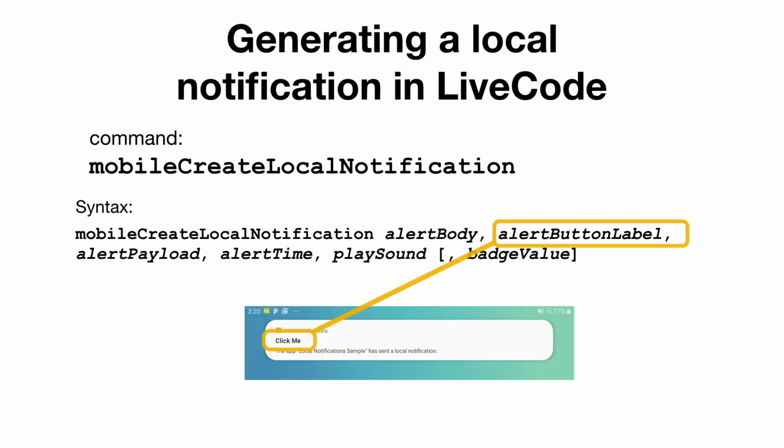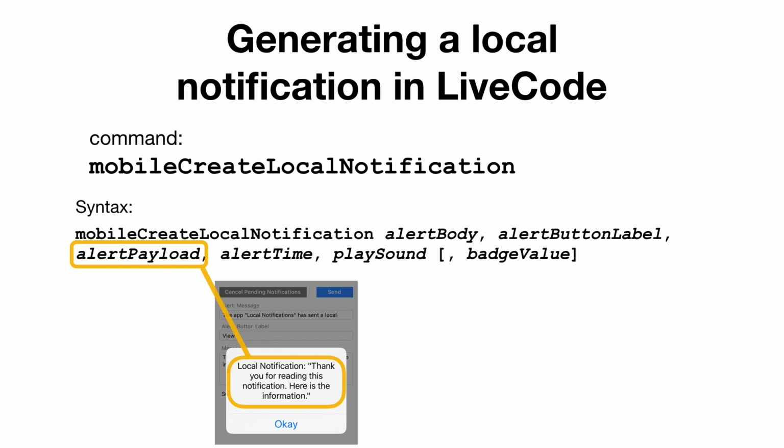The next one is the alert button label. And this is a button that appears with the alert itself, that instructs you what to do to respond to the notification. Now, I have noticed in recent versions of iOS they appear not to use this anymore, but Android does still use it.